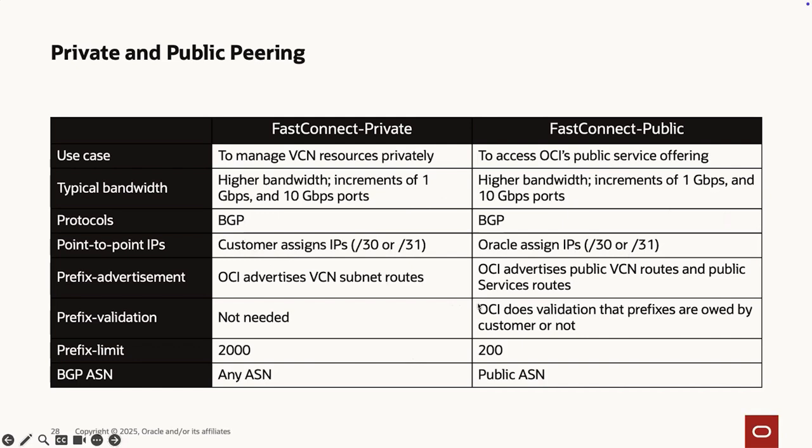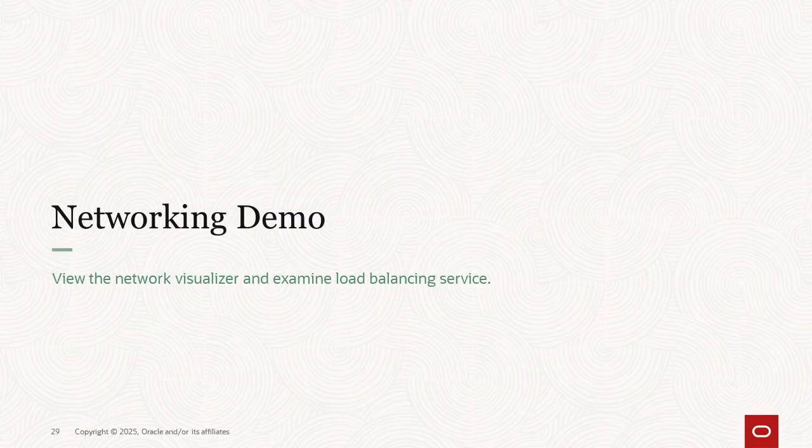Similarly, if we look at the limits, they're going to be different as well. Higher limits for private, lower limits for public, and then different ASN requirements there too. Now, with the time we have left, I'm going to hop into the console to show you how you can visualize some of these components once you have them provisioned within your environment.